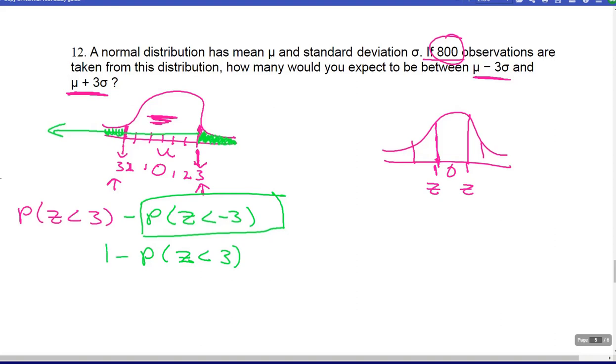What if I did 1 minus the probability that z was less than 3? What would that give me? The same. Okay. The same. What is that? What's the probability that z is less than 3? .9986. Okay. Now do 1 minus that.